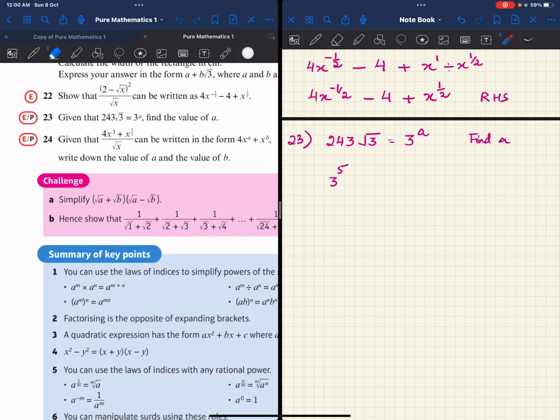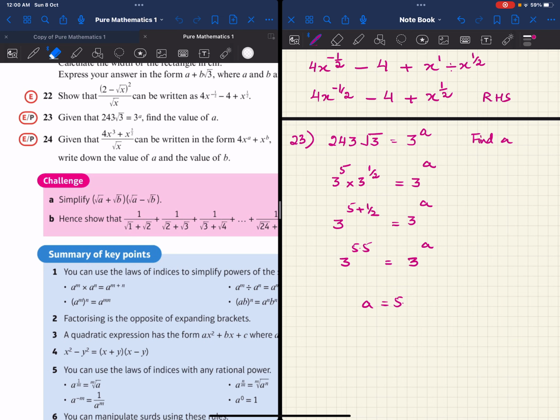And we can rewrite square root of 3 in terms of its fractional power, which is 3 to the power of half. So 3 to the power of 5 into 3 to the power of half is equal to 3 to the power of a. On the left hand side, same bases are multiplied, therefore the powers will be added. So we have 3 to the power of 5 plus half, equal to 3 to the power of a. 5 plus half is 5.5. Therefore, a is equal to 5.5, or better written as 11 by 2. That answers question number 23.